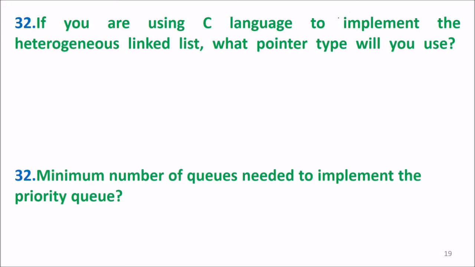Now, if we are using C language to implement the heterogeneous linked list, what pointer type will you use? In an array, the elements ought to be of the same data type. You cannot have different data types. But in linked lists, if you want to implement heterogeneous data types and take the pointer type as an integer, there will be a problem, because how are we going to put a float or a character? For that, the void pointer is the best.